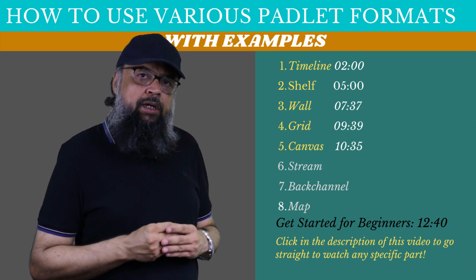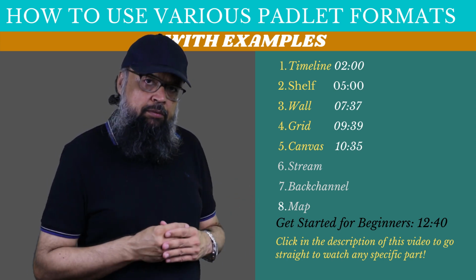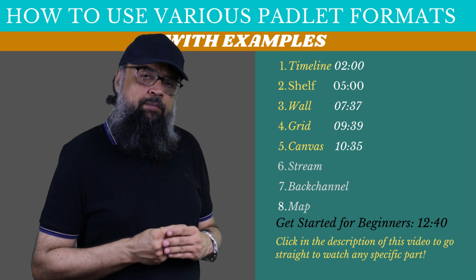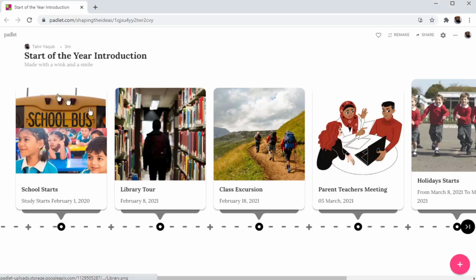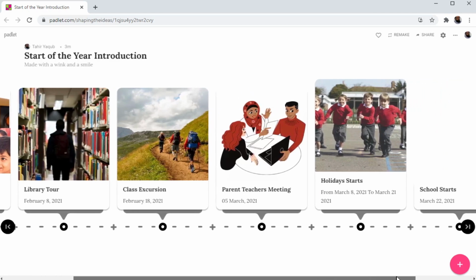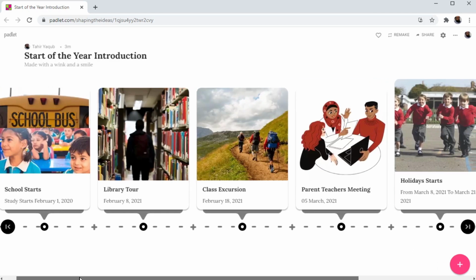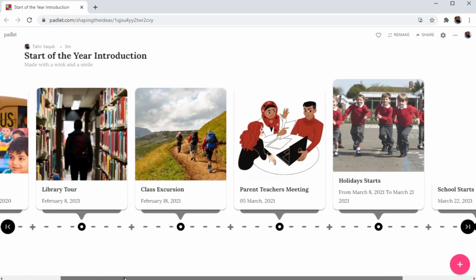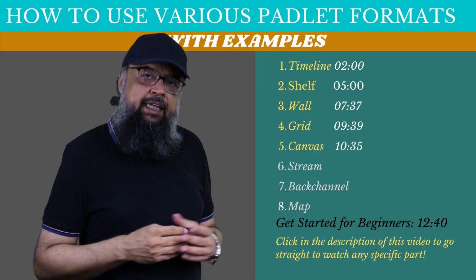So the first example: when you start a new session, you should show your students an introductory timeline of this session. When the study is going to start, when there will be a library tour, when will there be an excursion, when will be a parent-teachers meeting, and when the holidays will start.